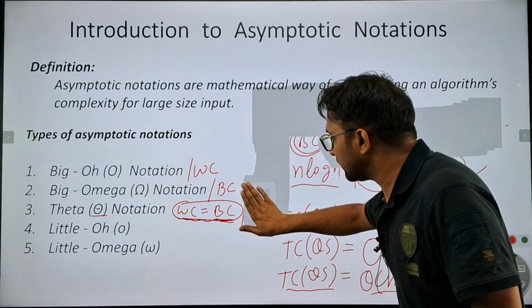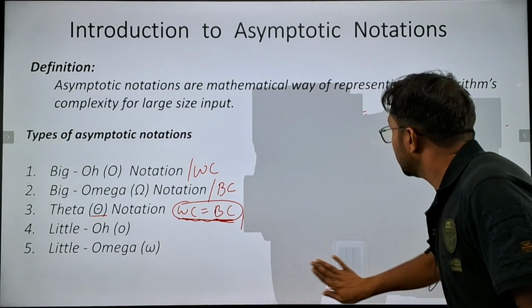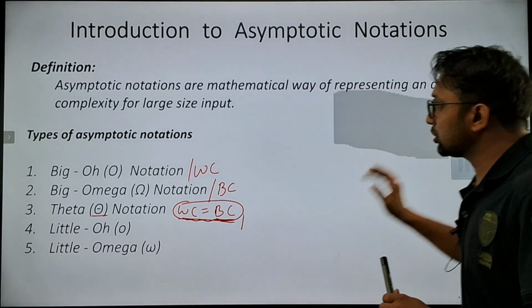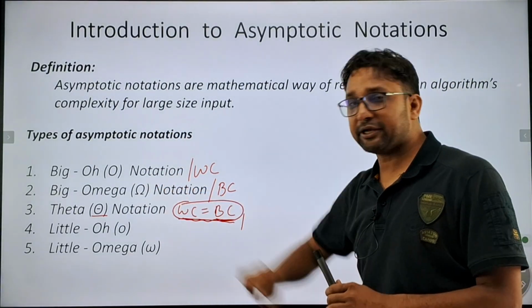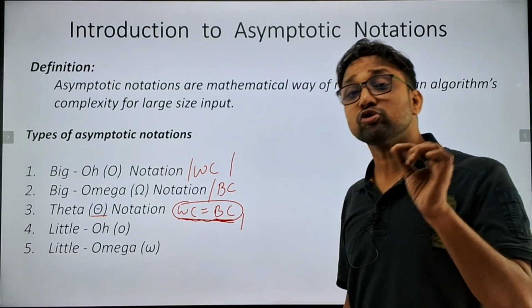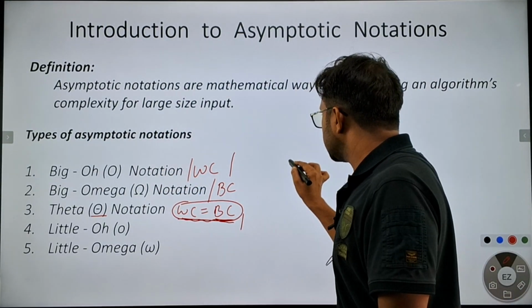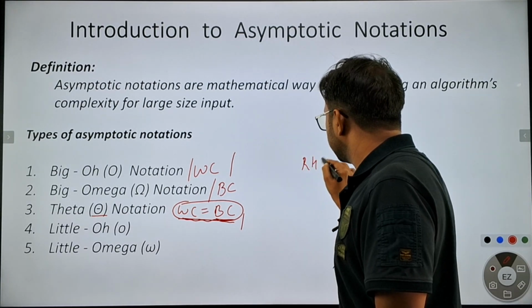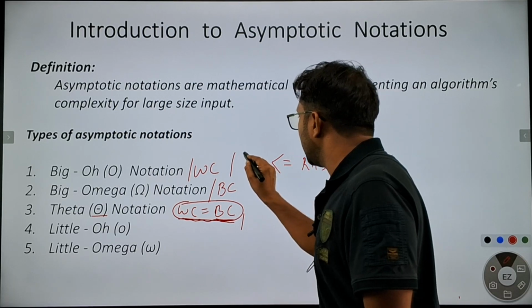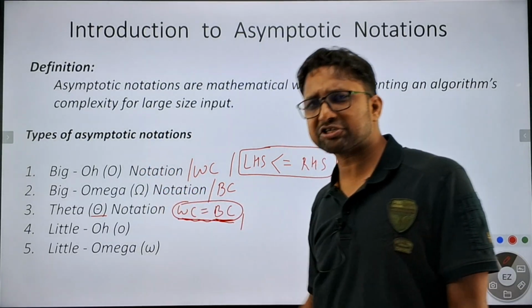Now I'm moving on with the next notation. Even before moving to the next notation, let me add some more information over here about big omega and theta notation. Big O notation also gives one more piece of information. What is that? It says that whatever function we are writing at the right hand side will be greater than or equal to the left hand side. So this is one more piece of information big O notation tells us.